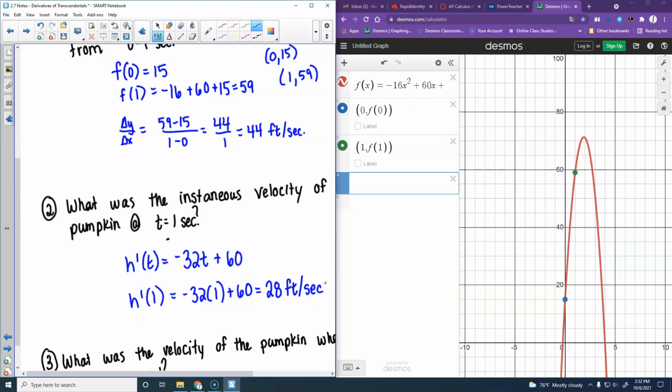Yes. Because velocity would be our slope, which in this case is our change in y, which is our height, over change in x, which is time. Height over time is going to give you your velocity. So this would be our speed at this point.